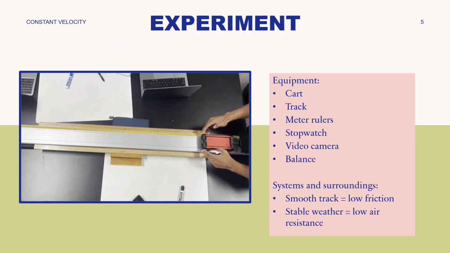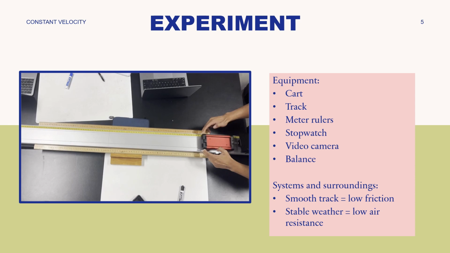We'll be starting off with the equipment we used. We used a cart, a track, meter rulers, a stopwatch, a video camera, and a balance to measure the mass of the cart. It's also important to note that we used this smooth track to lower the friction. Furthermore, we conducted the experiment indoors to avoid wind.